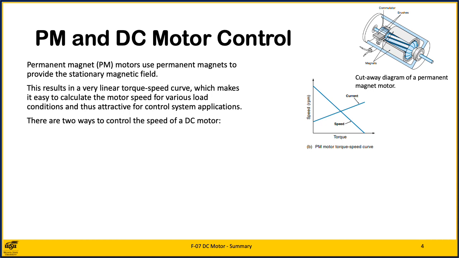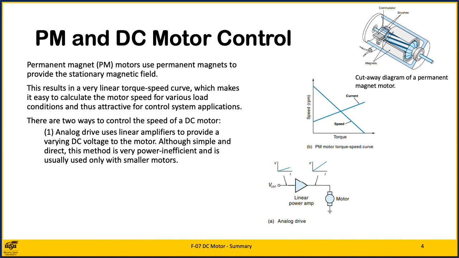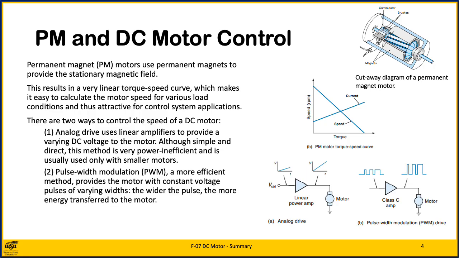There are two ways to control the speed of a DC motor. Analog drive uses linear amplifiers to provide a varying DC voltage to the motor. Although simple and direct, this method is very power inefficient and is usually used only with smaller motors. Pulse width modulation, PWM, a more efficient method, provides the motor with constant voltage pulses of varying widths. The wider the pulse, the more energy transferred to the motor.